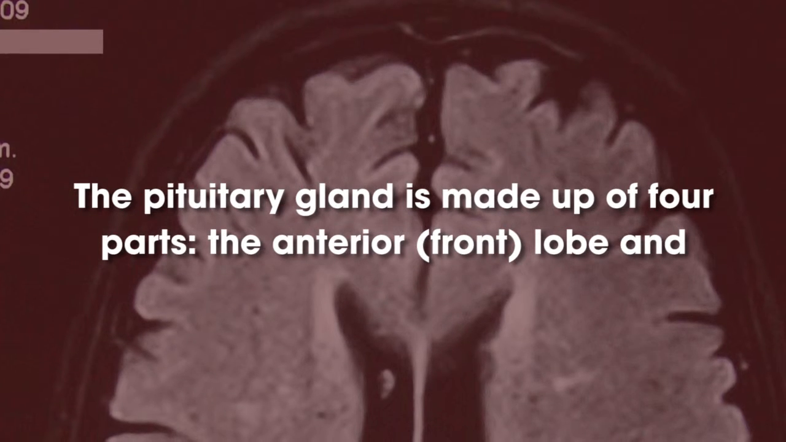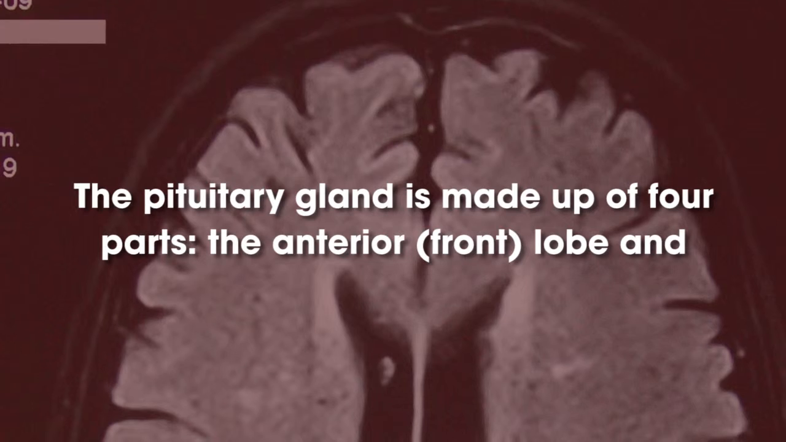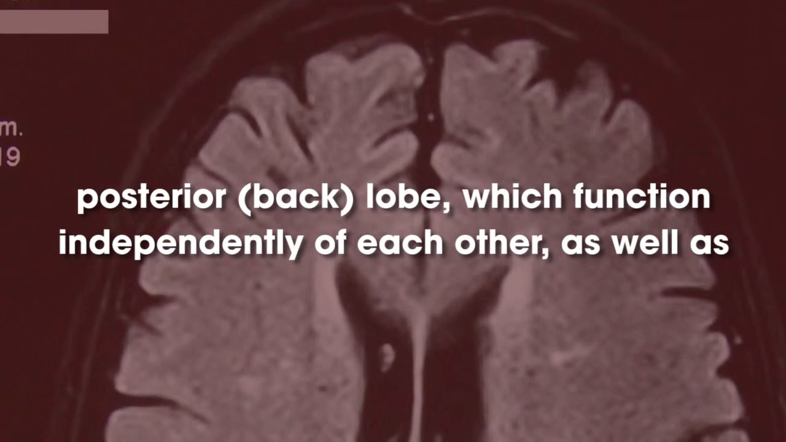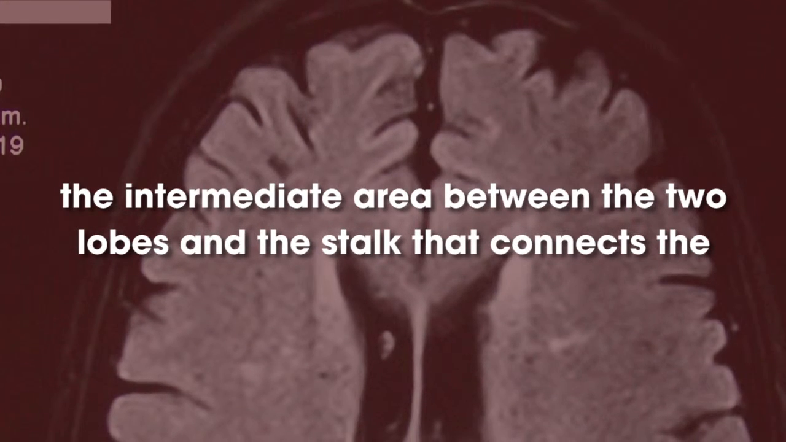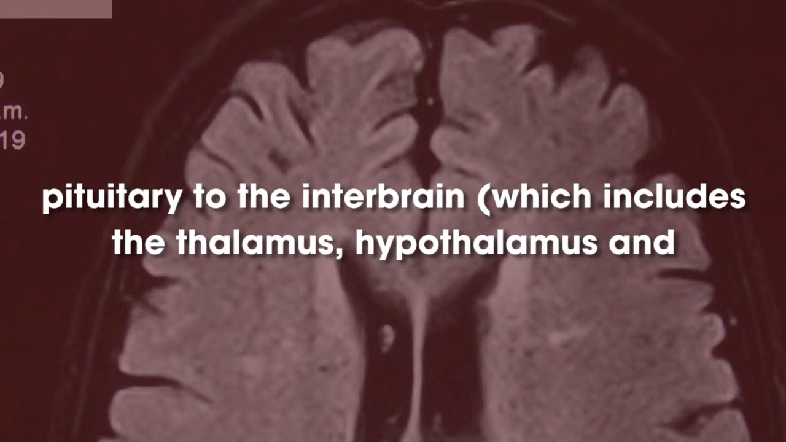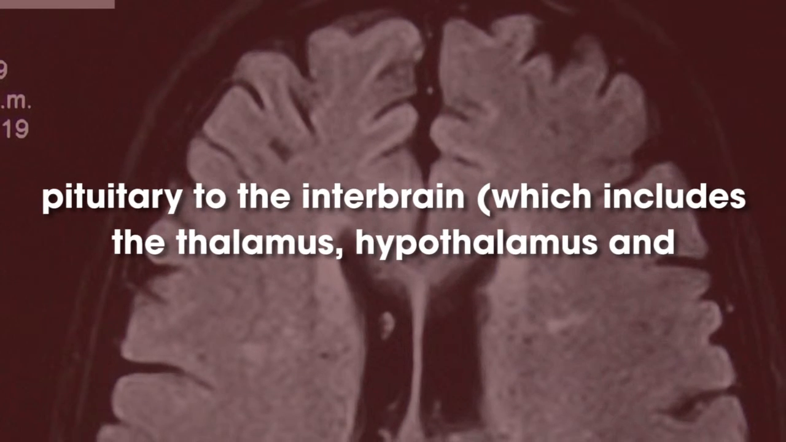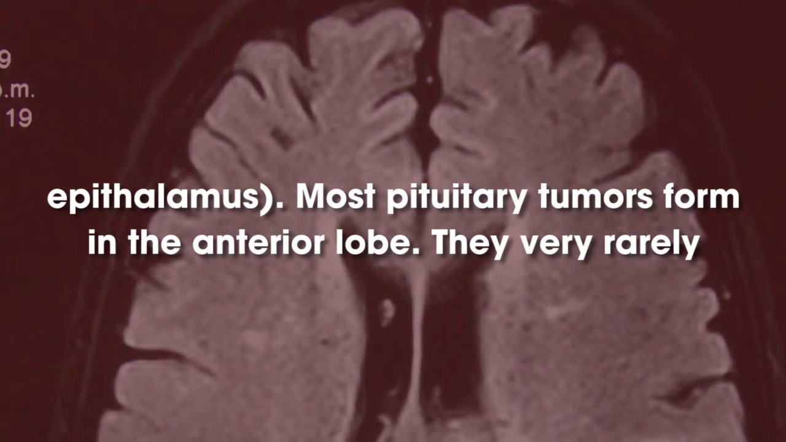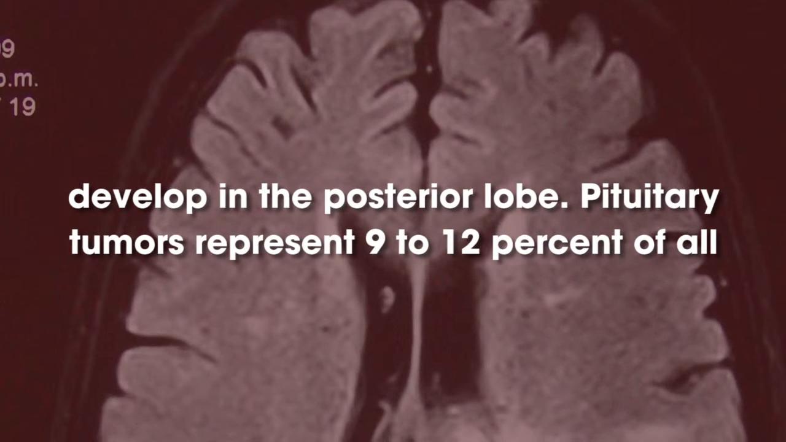The pituitary gland is made up of 4 parts: the anterior, front, lobe and posterior, back, lobe, which function independently of each other, as well as the intermediate area between the two lobes and the stalk that connects the pituitary to the interbrain, which includes the thalamus, hypothalamus and epithalamus. Most pituitary tumors form in the anterior lobe. They very rarely develop in the posterior lobe.